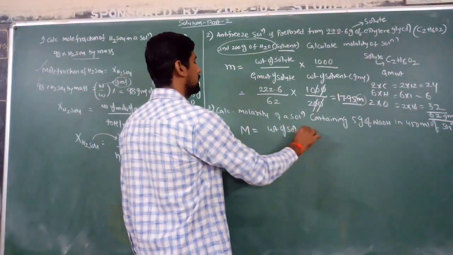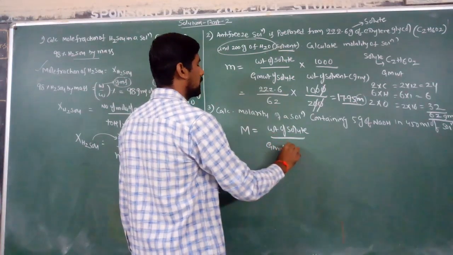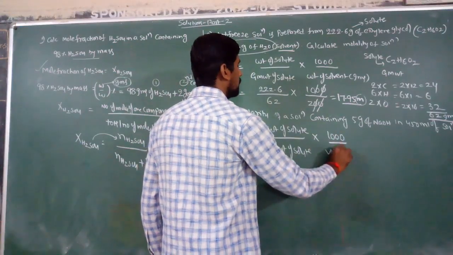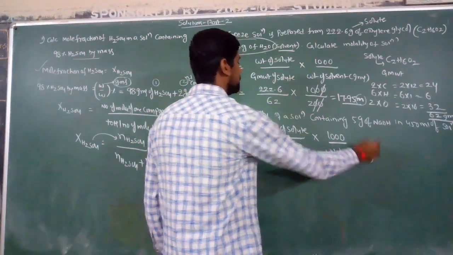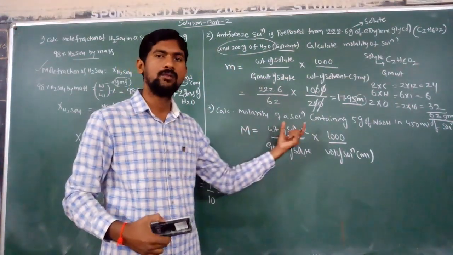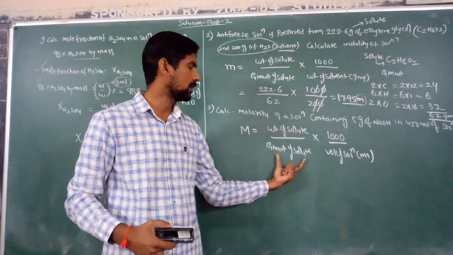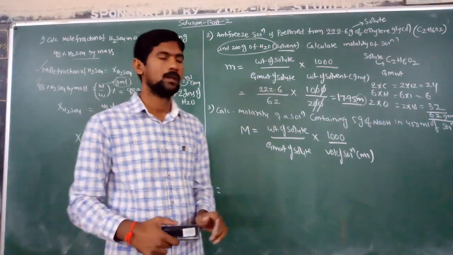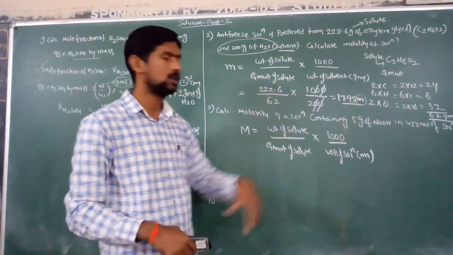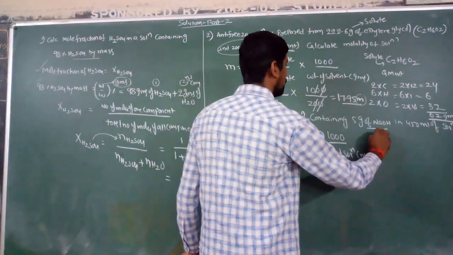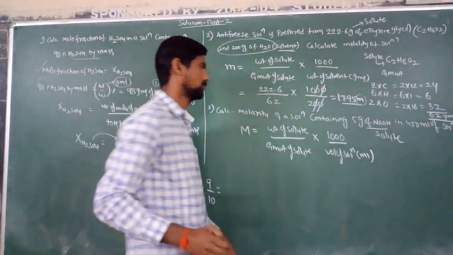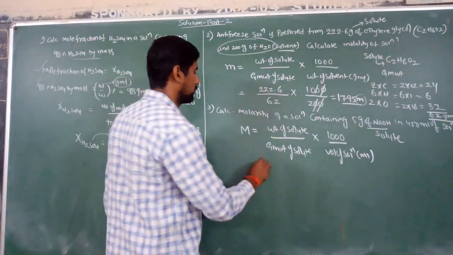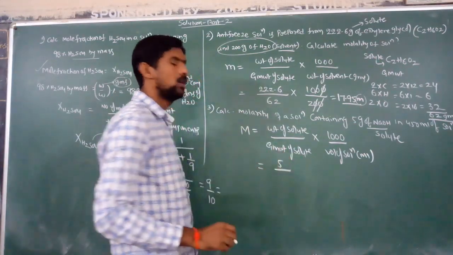Molarity is weight of solute by gram molecular weight of solute into 1000 by volume of solution in ml. In the problem given, what is the weight of solute? Here the solute is sodium hydroxide. The weight of solute is 5 grams. 5 by the gram molecular weight of solute.